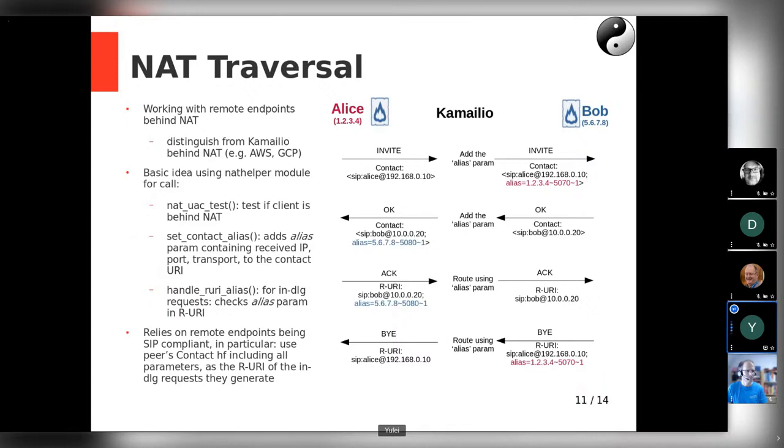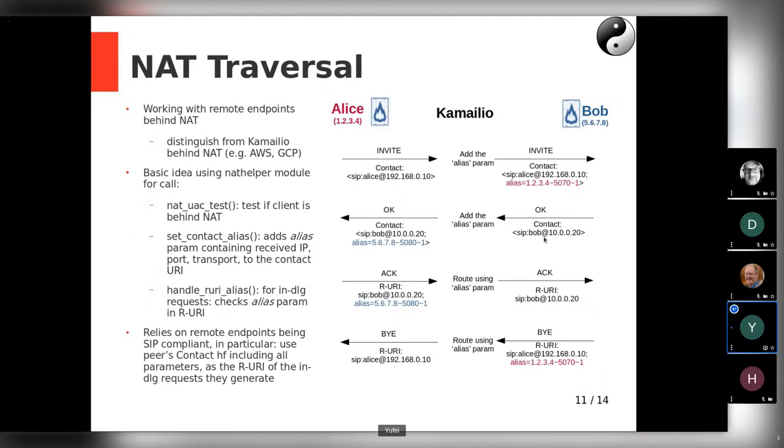So in this example, we have Alice and Bob. Alice is behind NAT, but has a public IP 1.2.3.4, and Bob has a public IP of 5.6.7.8. When Alice sends an INVITE to Kamailio, it contains a contact with an internal IP, which is not routable. Kamailio detects, using this function, that Alice is actually behind the NAT. So it adds an alias parameter into the contact before sending to Bob. The new contact will contain an extra alias parameter containing the real received IP, port and transport protocol, which is UDP here.